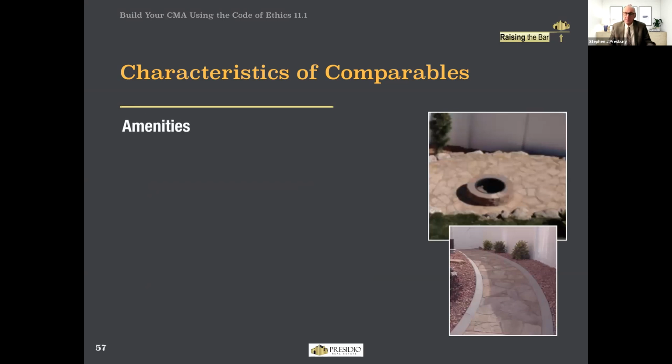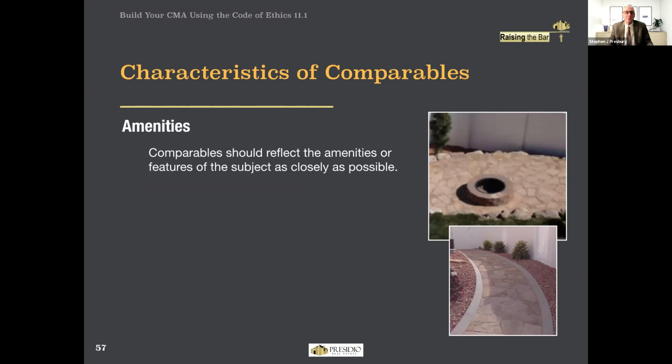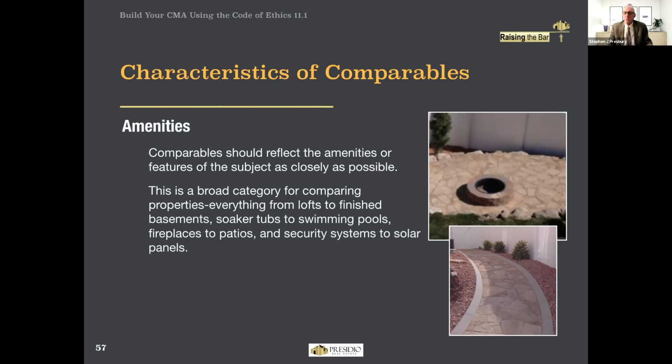Let's talk about amenities. Different comparables will reflect different amenities or features, and so we need to try and emulate those if we can. If there's a fire pit out there, or a flagstone pathway or rockery or water feature, whatever it may be. This is a broad category for comparing properties, everything from lofts to finished basements, soaker tubs to swimming pools, fireplaces to patios, and security systems to solar panels.